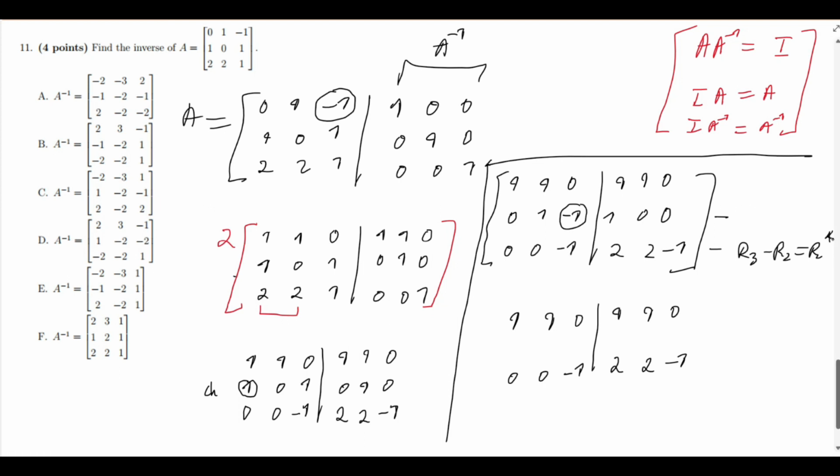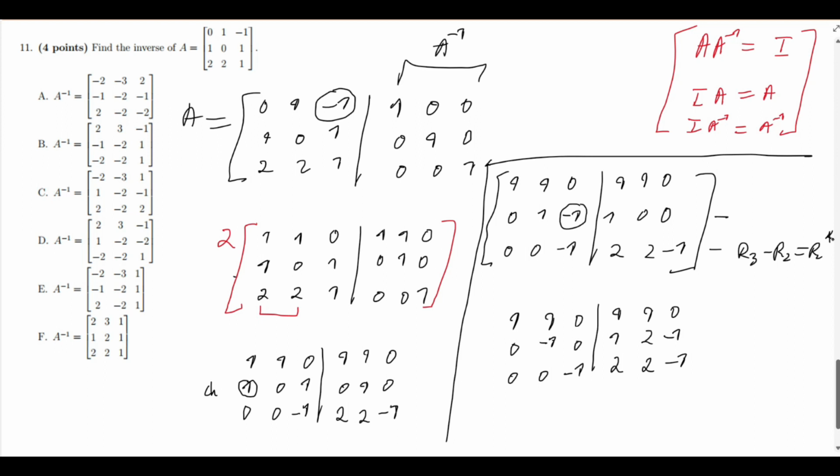So 0 minus 0 will give us 0. 0 minus 1 will give us minus 1. Negative 1 minus minus 1 will be 0, which is what we wanted. And here we are going to have 2 minus 1 will give us 1. 2 minus 0 will give us 2. Negative 1 minus 0 will give us negative 1.